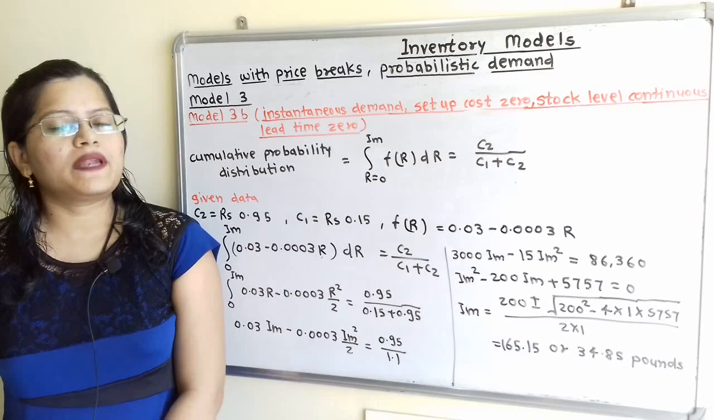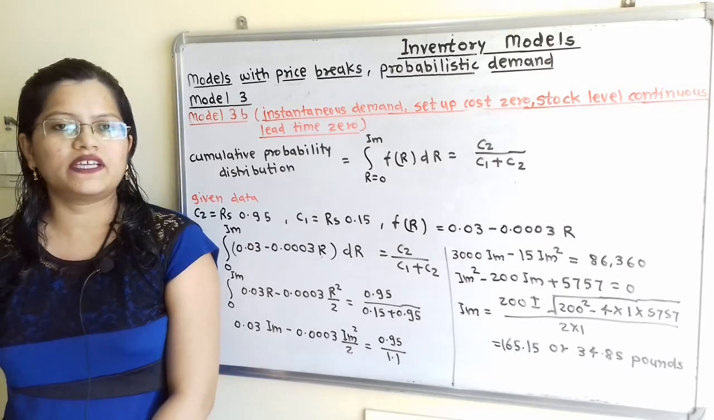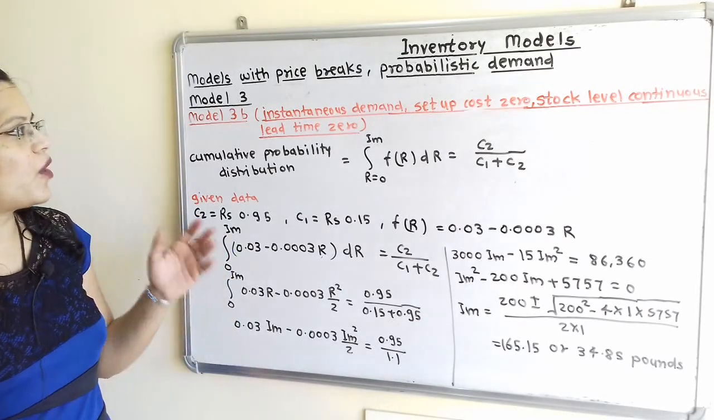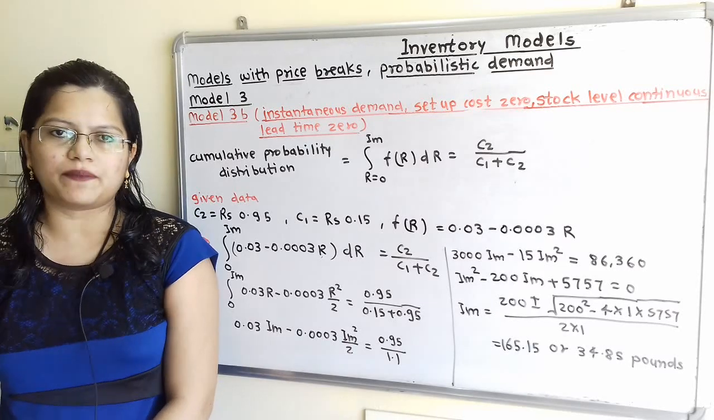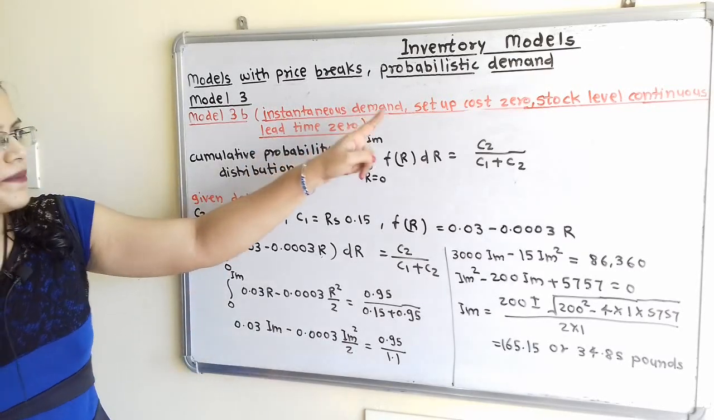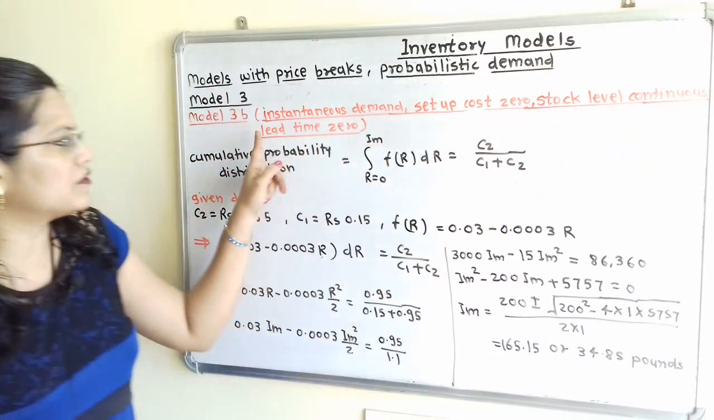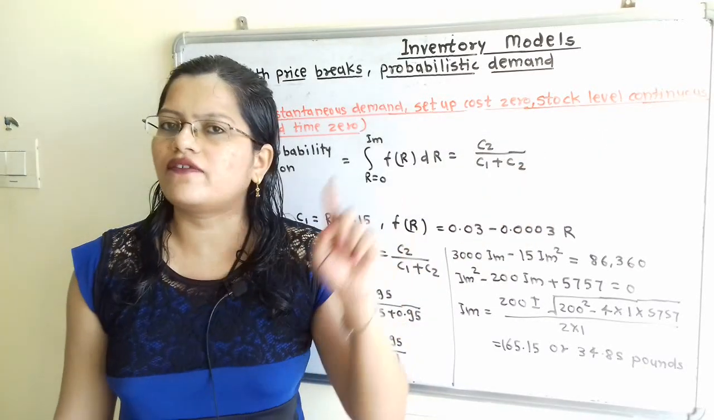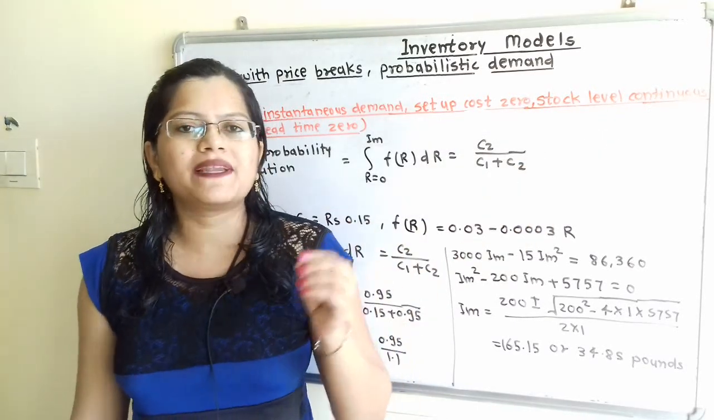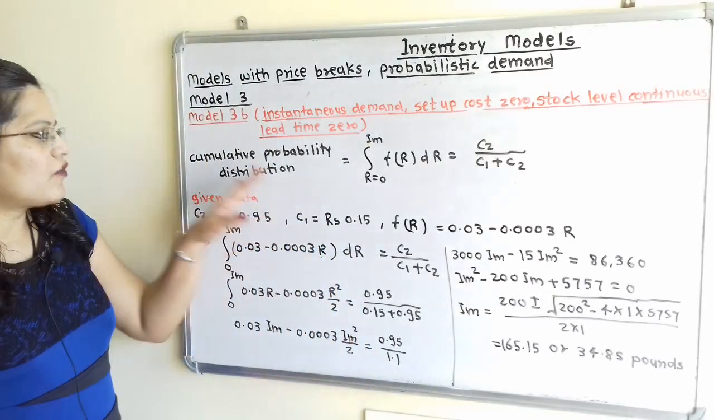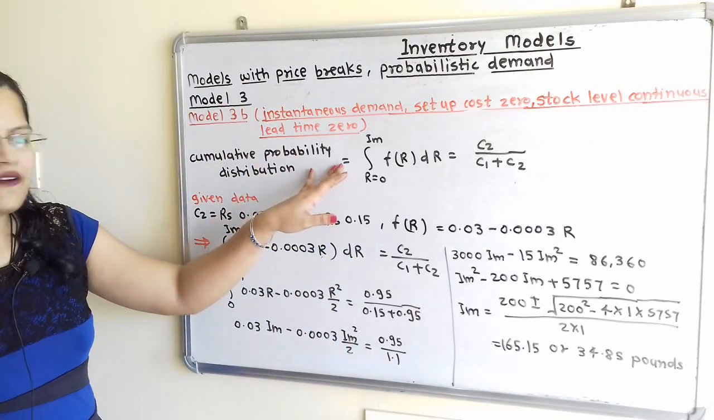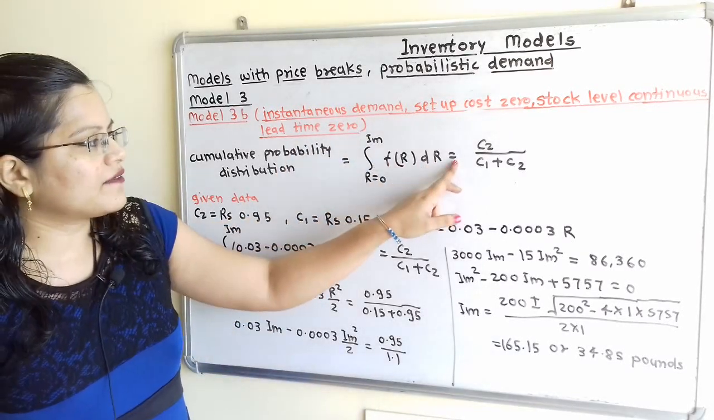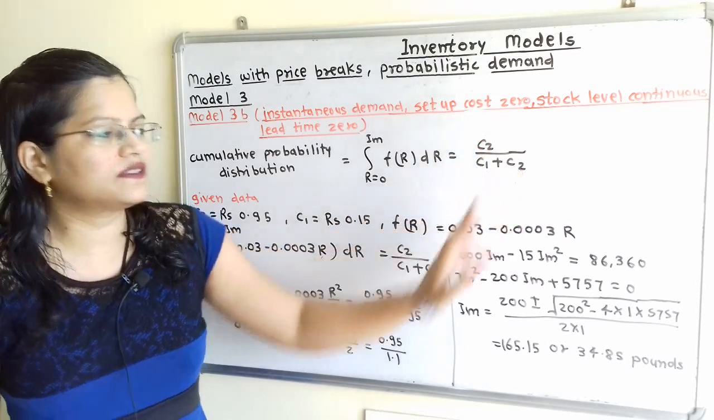To solve this problem, let us understand the characteristics of the inventory model 3B. Inventory model 3 is under the category of models with price break and probabilistic demand. For model 3B: instantaneous demand, setup cost 0, stock level continuous and lead time 0. Because here the stock level is continuous instead of discrete, we have to use the probability density function. Now the cumulative probability distribution we have to show with integration of r equal to 0 to Im of f of r dr, which is equal to C2 divided by C1 plus C2.